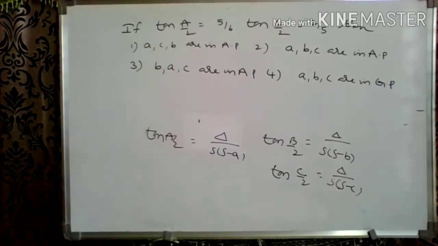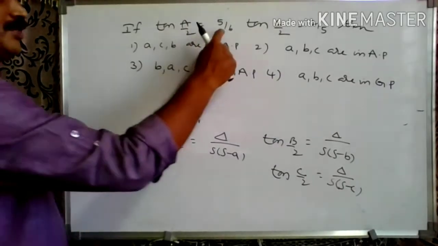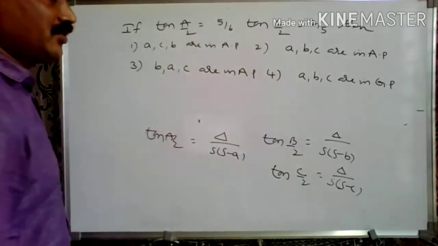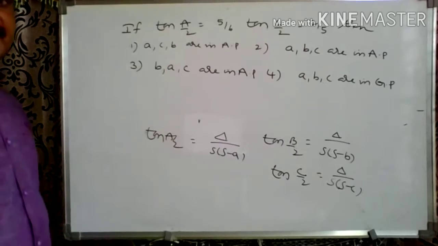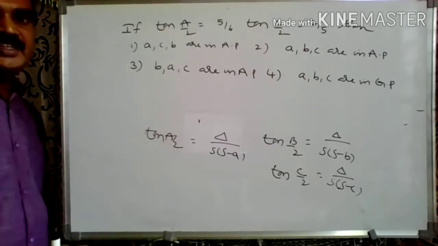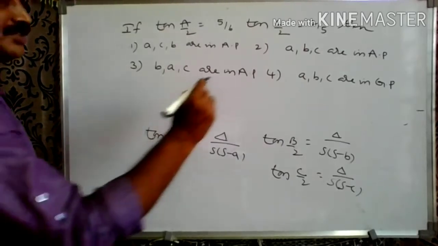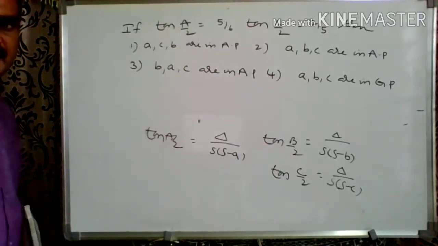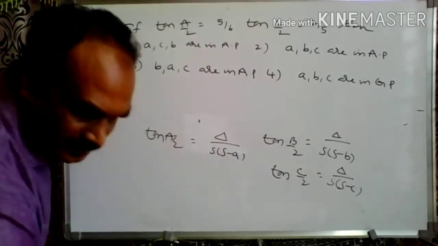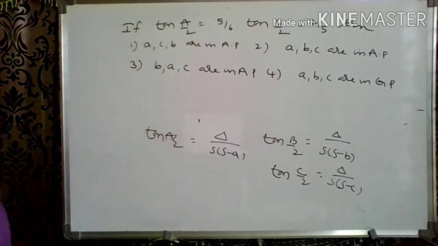Okay, students, next problem. If tan A by 2 is equal to 5 by 6 and tan C by 2 is equal to 2 by 5, then first option, a, c, b are in AP; second option, a, b, c are in AP; third option, b, a, c are in AP; fourth option, a, b, c are in GP.